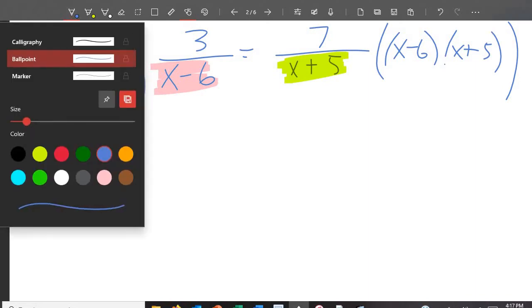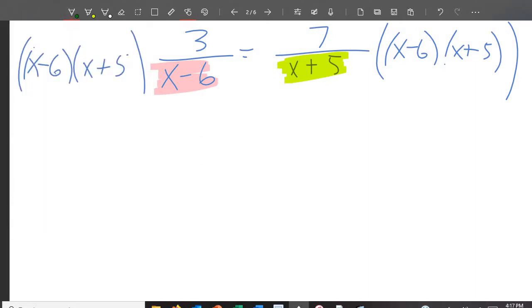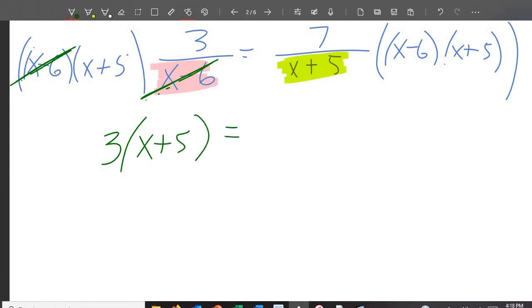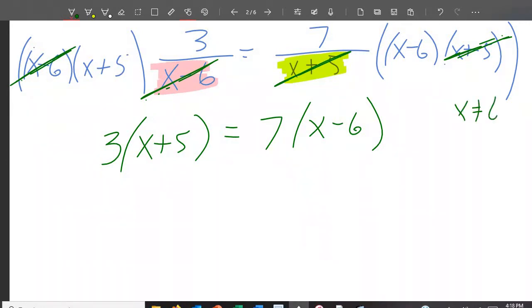Now, what's going to happen, I'm going to draw lines through it. This x minus 6 takes out this x minus 6 in the parentheses. What you're left with is the 3 and the x plus 5. On this side, the x plus 5 takes out the x plus 5 in the parentheses, and you're left with a 7 and an x minus 6. Now, I forgot to do this up front. My restrictions: x cannot be +6 and -5.